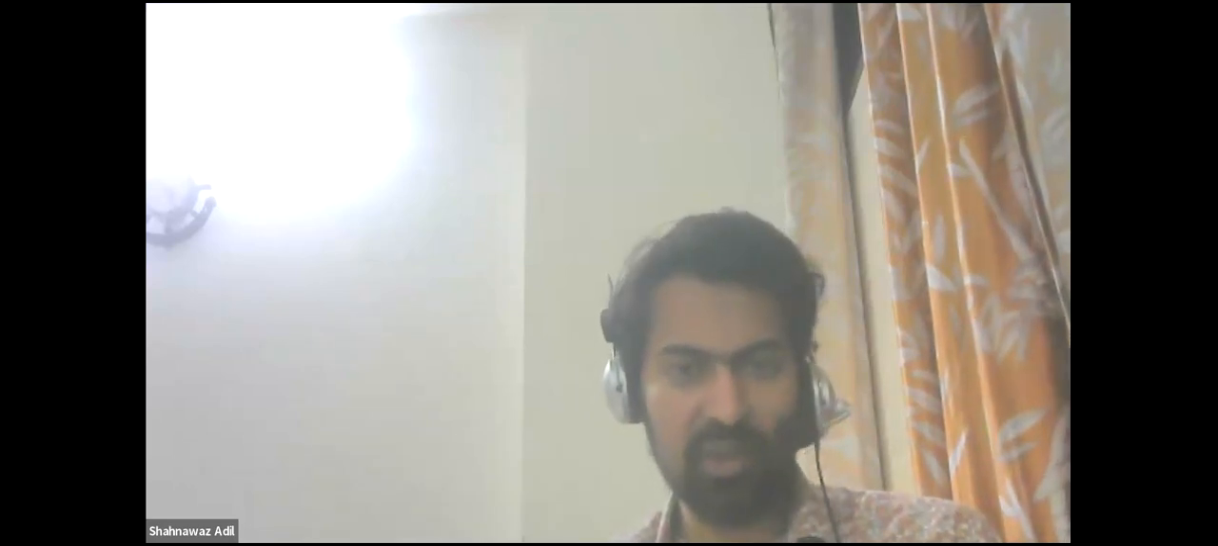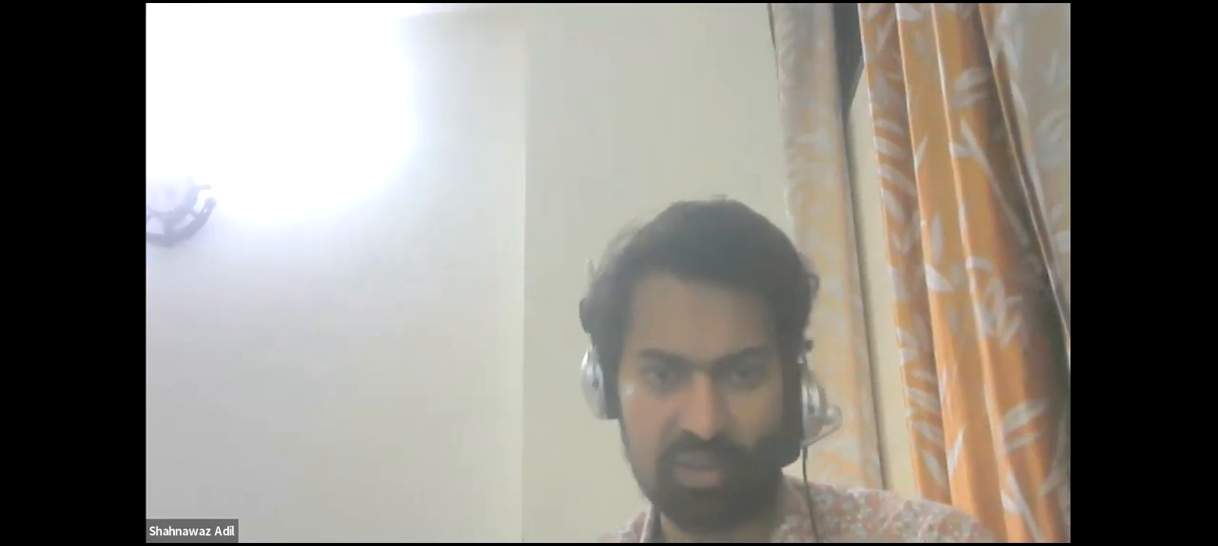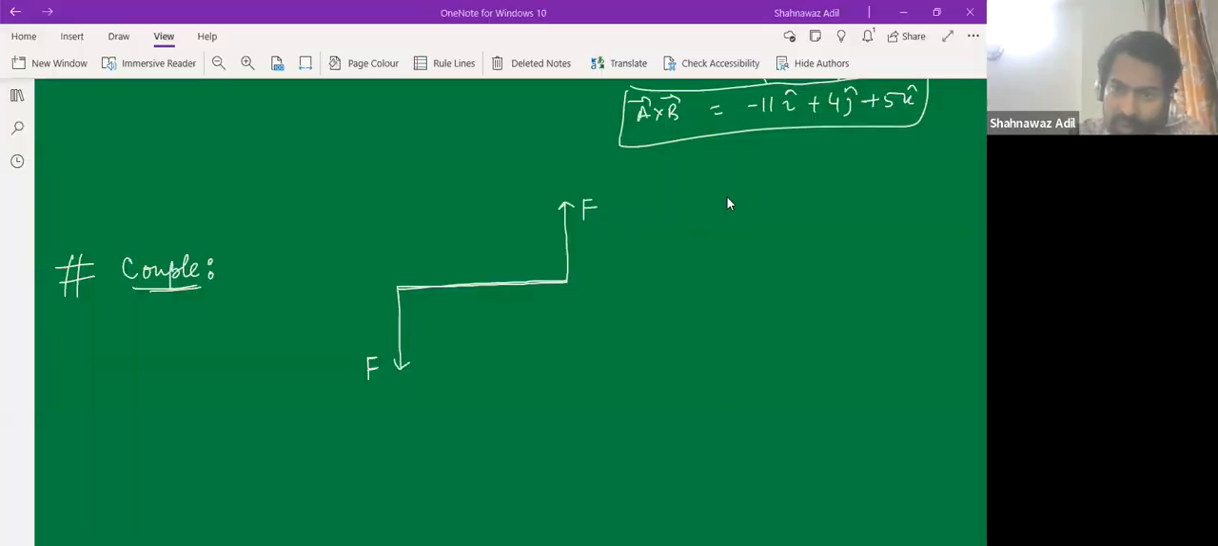It will not go like this, because I'm applying an equal amount of force in the upward direction and an equal amount of force in the downward direction. So this will only rotate because it has translation equilibrium, right? The downward force and upward force are cancelling each other. This is pulling it upward, this is pulling it downward. So we have translation equilibrium.